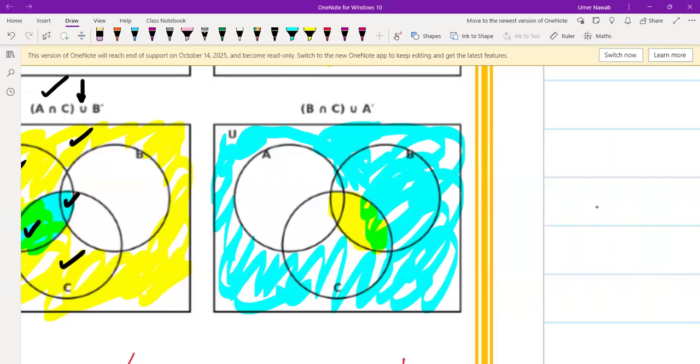The A complement. So A complement, as we see, union in between A complement, I need to shade this, and this. This is A complement, and also B intersection C. So where is B intersection C? Then we shade.